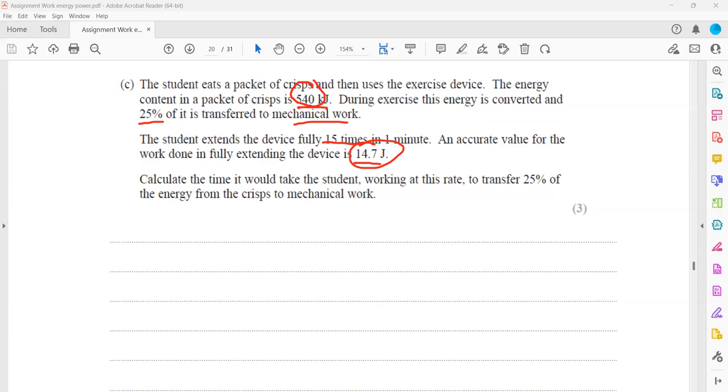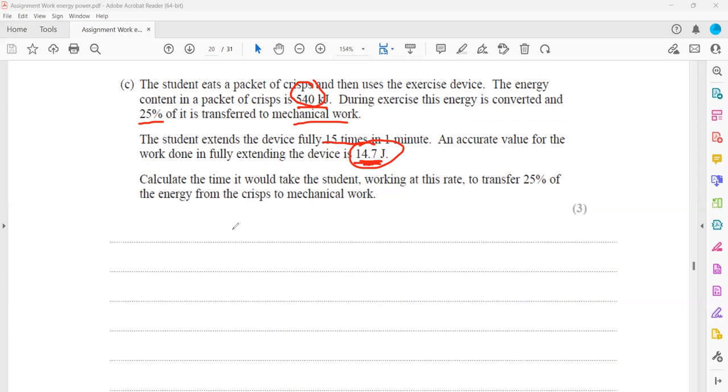So first we'll calculate 25% of this 540 kilojoules, and then we'll find how many times he stretches. One time stretch, when an accurate value for work done for the device is 14.7 joules of energy. Using that, we'll find how many times he did this stretch. And then if it's 15 times in 1 minute, we'll find the number of stretches in how many minutes. So I'll solve this. First, we'll find 25% of 540.